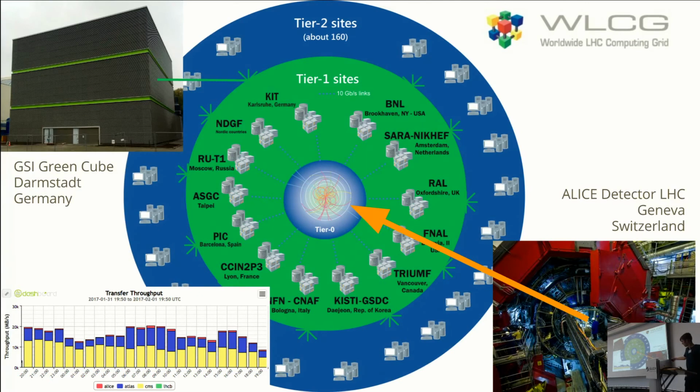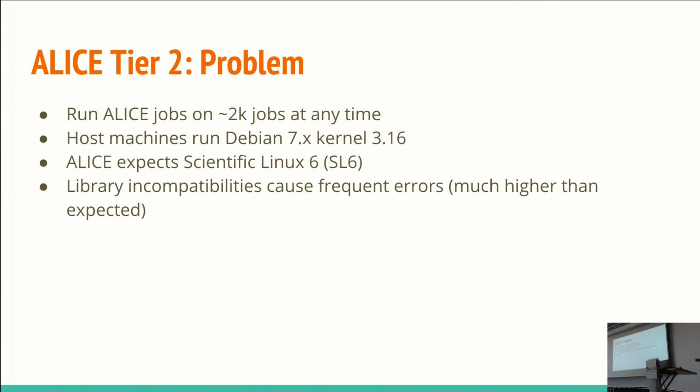So this is our problem. We want to run ALICE jobs, about 2,000 at any time. Our host machines were running Debian 7.something with the 3.16 kernel. This is where the issue arises. ALICE experiments are expecting Scientific Linux 6.